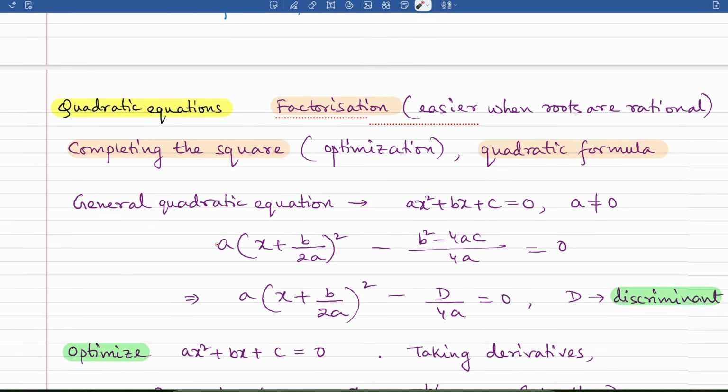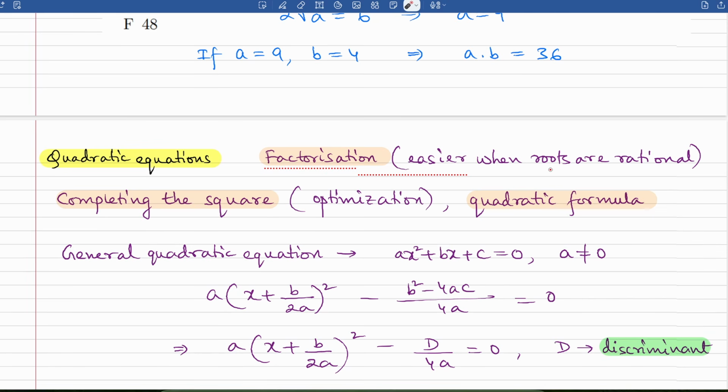Okay, now we will have to do the theory of quadratic equations. Quadratic equation can be solved by factorization, which is the basic middle term that you learned in middle school. It is easy when the roots are rational. Completing the squares is used for optimization and identifying the vertices. In all other cases, you can use the quadratic formula.